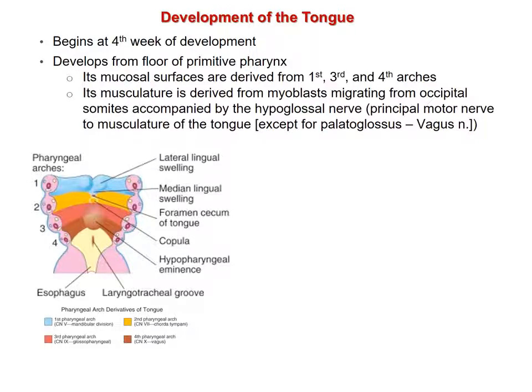The tongue begins to develop during the 4th week from mesenchyme in the floor of the primitive pharynx. In the illustration, you are looking down on the floor of the pharynx. The mucosal surfaces of the tongue are derived from the 1st, 3rd, and 4th pharyngeal arches. The tongue musculature is derived from myoblasts migrating from occipital somites accompanied by the hypoglossal nerve. This nerve is the principal motor supply to the musculature of the tongue.